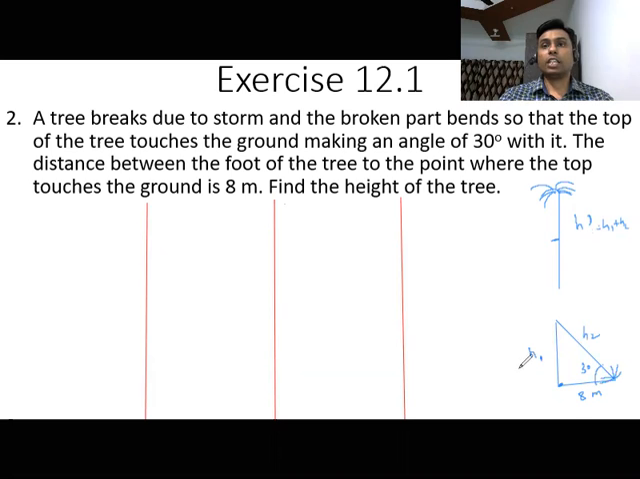So to find the height of the tree, we need to know h1. If it is a right angle triangle, then h1 is opposite. We need to know the opposite. And h2 is the hypotenuse. We need to know the hypotenuse. So we need to find the opposite and the hypotenuse, add them, we will get the total height of the tree. Now to find the opposite, remember we know the base.